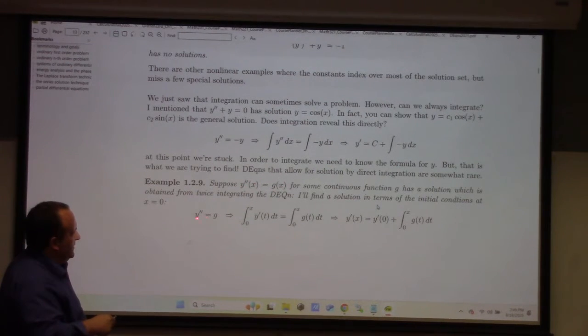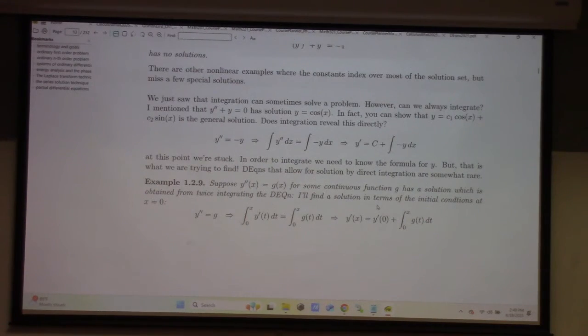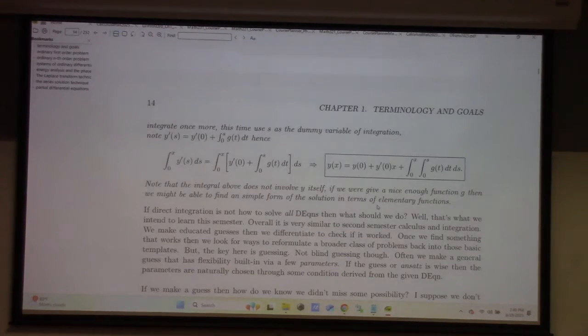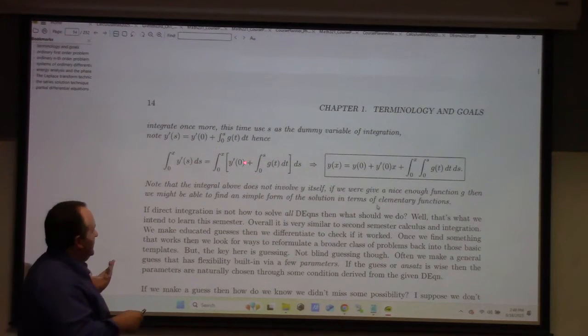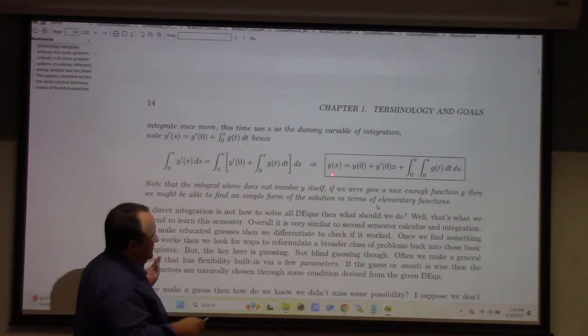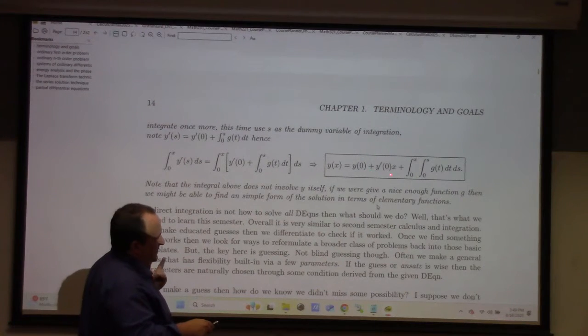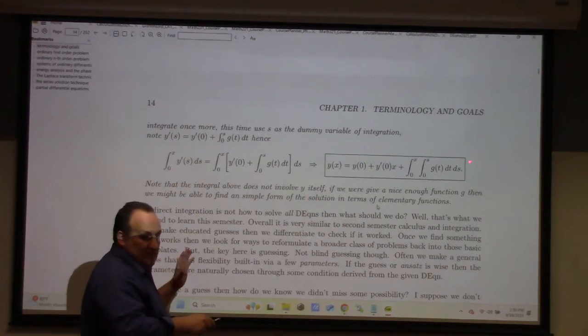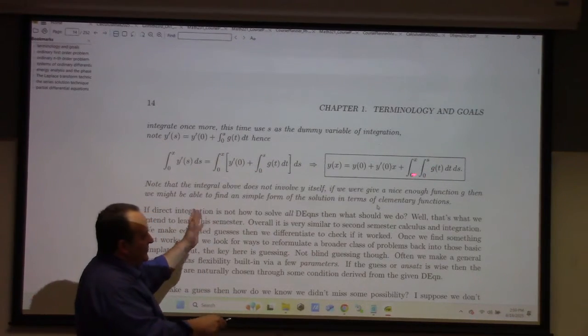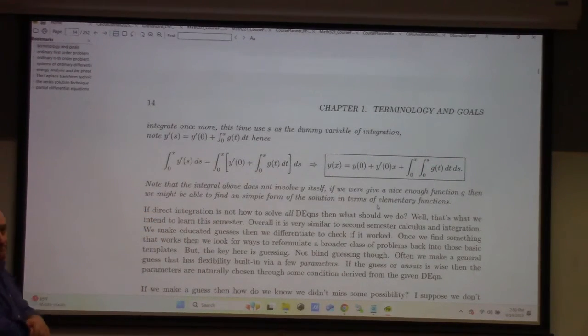Because we integrate once, we get y prime as the integral of g. And then if we integrate it again, we'd have the solution, right? The solution for this differential equation, y double prime equal to g, would be y of 0 plus y prime of 0 times x plus the integral of the integral of g of t ds, like this. So for any function g, we could calculate the integral like that.